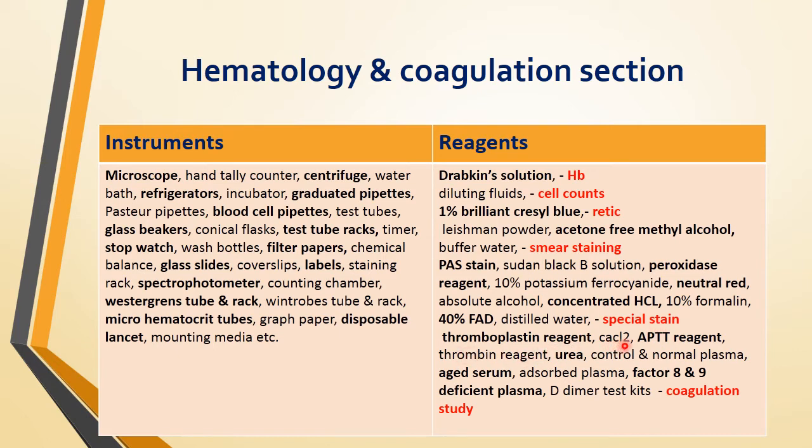Thromboplastin reagent, calcium chloride, APTT reagent, thrombin reagent, urea, control and normal plasma, aged serum, adsorbed plasma, factor VIII and IX deficient plasma, D-dimer test kits. All these are required for a coagulation test, that is to perform PT as well as APTT.